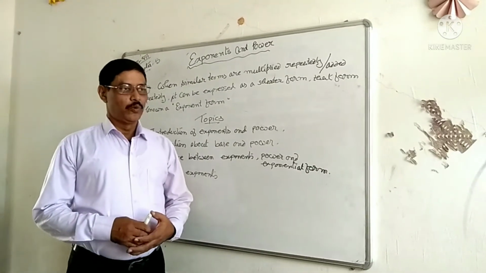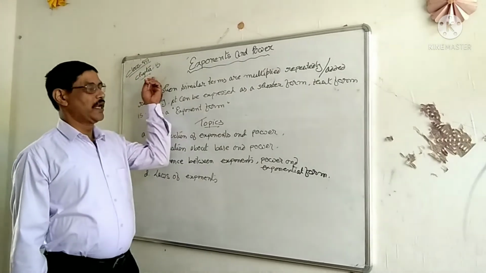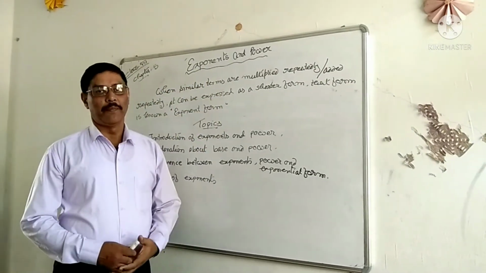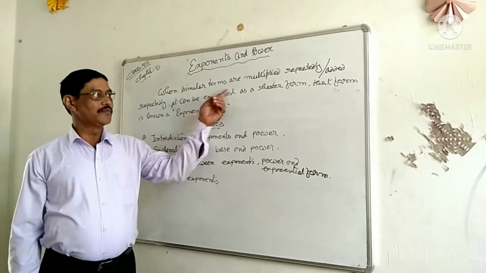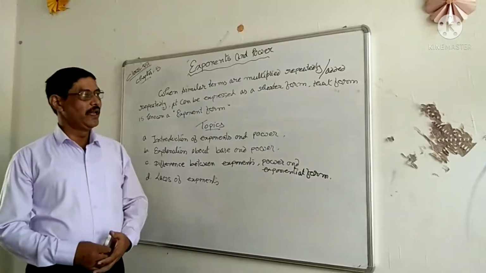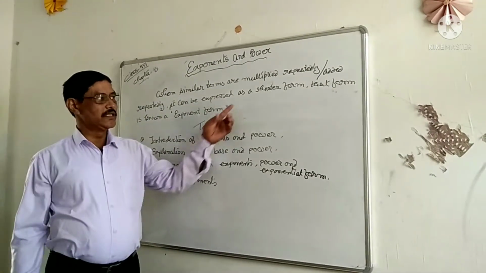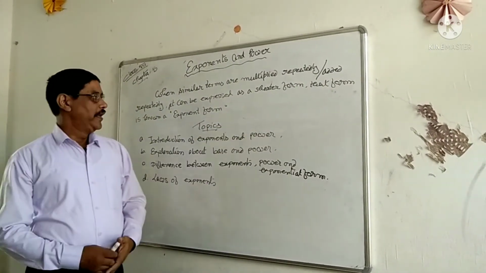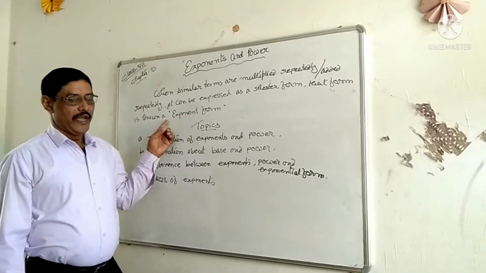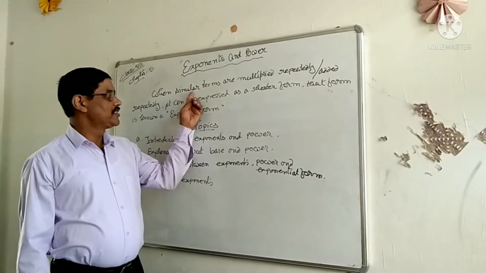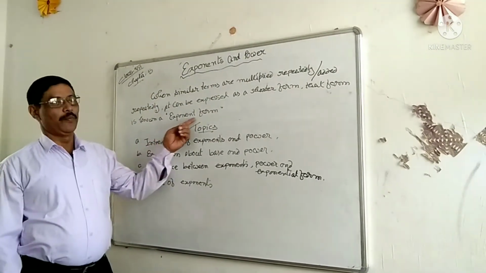My dear children, today I am going to explain one of the most important chapters of class 7, exponent and power. Exponent and power means when similar terms are multiplied repeatedly or added repeatedly, it can be expressed in a shorter form, and that form is known as the exponent form. Or writing the multiplication of the similar term in a shorter form is known as the exponent form.